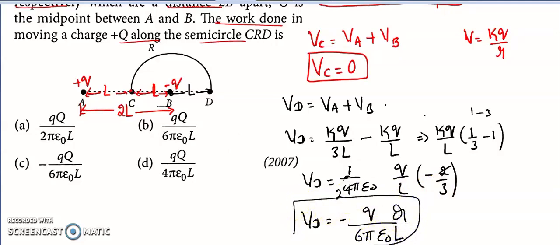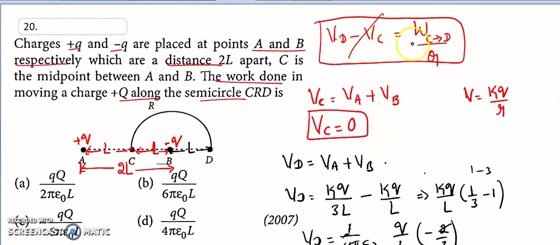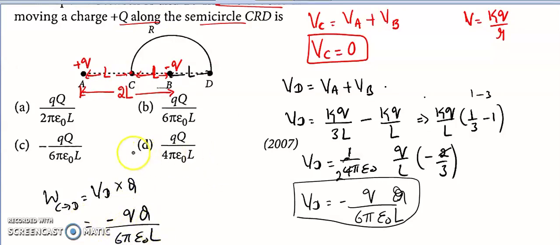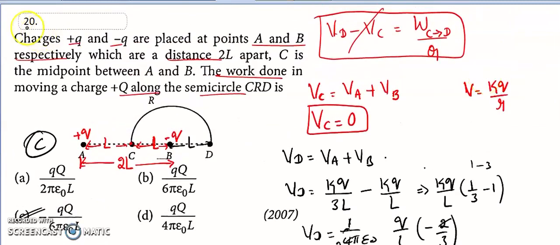So this is the work done. The work done from C to D is equal to the potential at D times the capital Q. The potential at D, so minus QQ divided by 6 pi epsilon naught L. So which is the right answer? Minus QQ divided by 6 pi epsilon naught L. That is option C, the right answer for the 20th question.